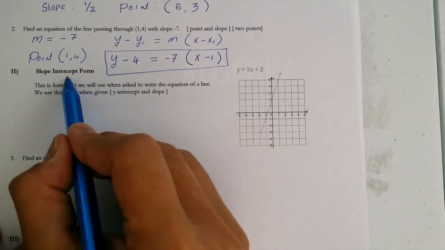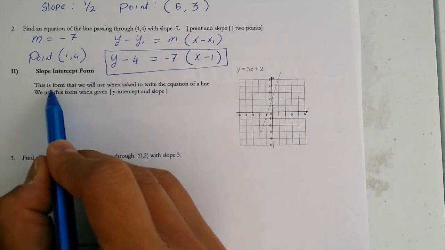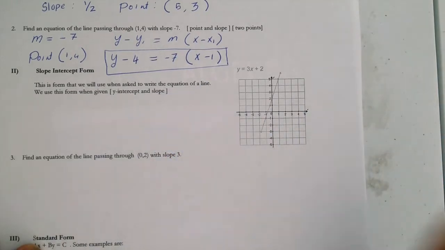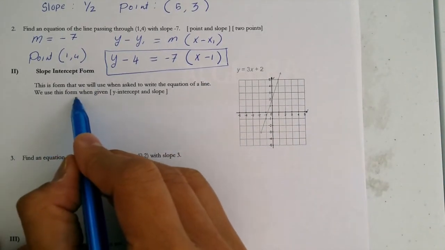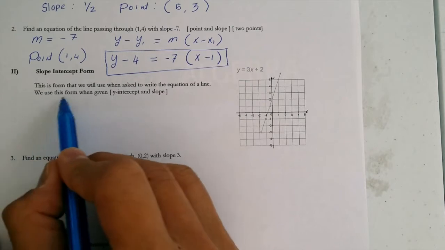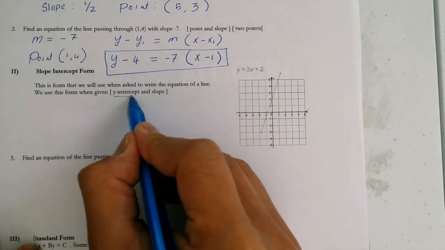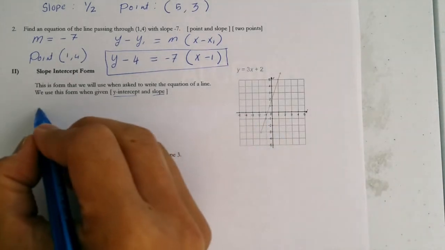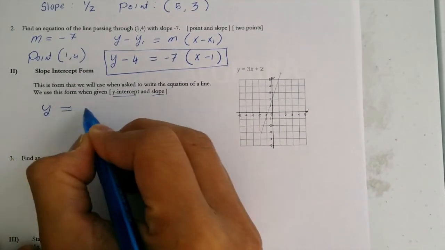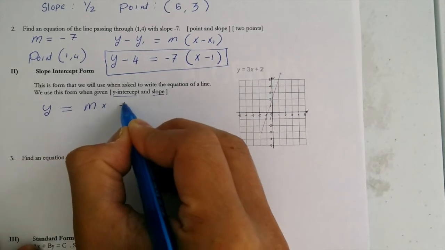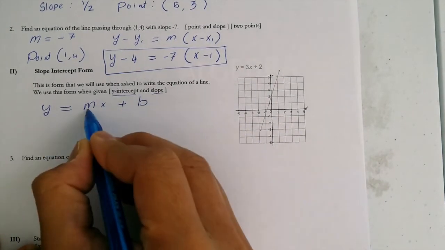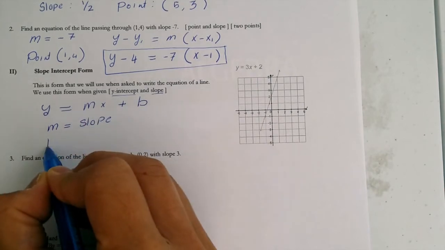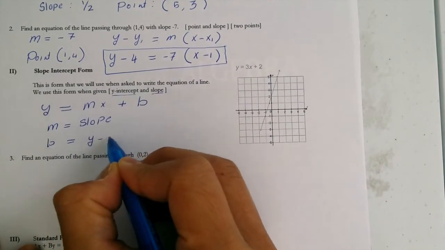The slope-intercept form is the form that we will use when asked to write an equation of a line. So when do we use this form? We use this form when given the y-intercept and the slope. The form is y equals mx plus b. m is your slope and b is your y-intercept.